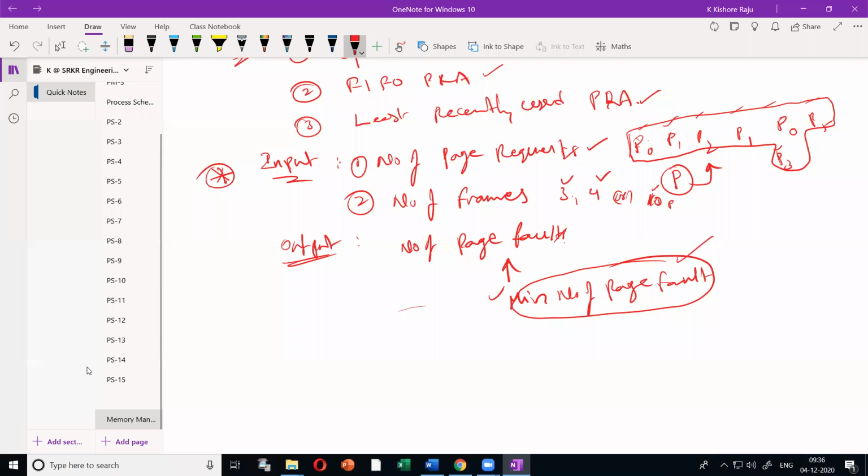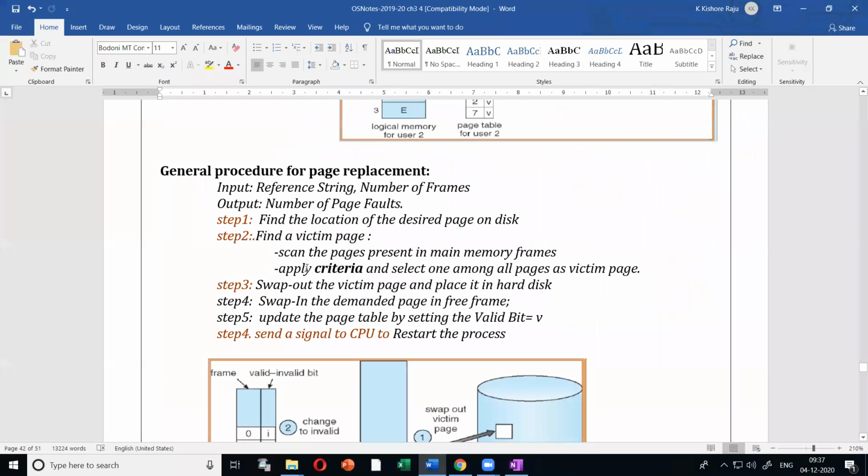So you have to choose the right page replacement algorithm, to search for the victim page, make the free frame, and load the demanded page. Okay, so that is all about page replacement algorithms. The algorithm is implemented like this.